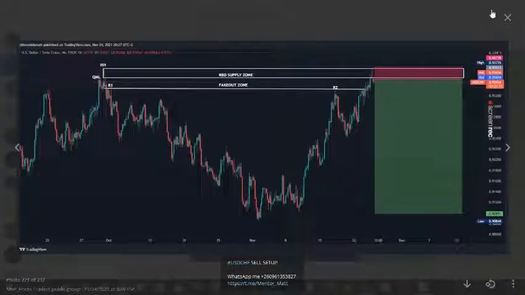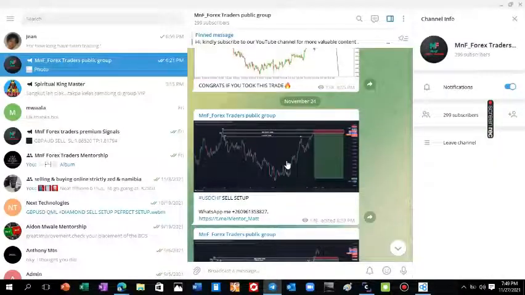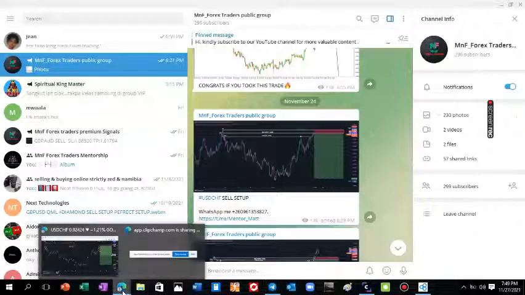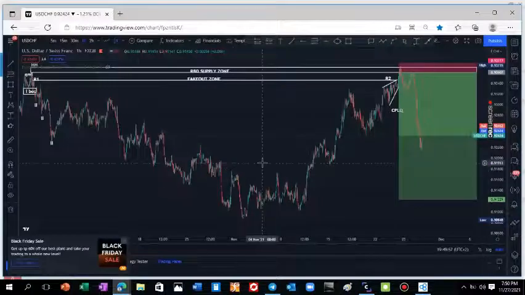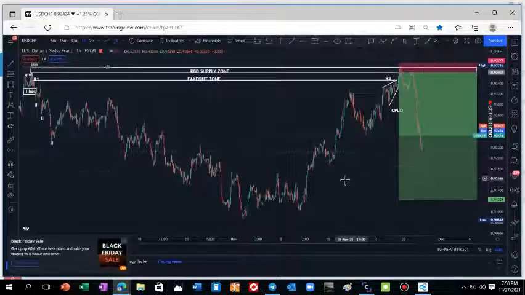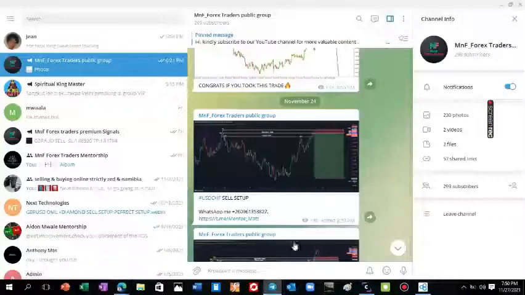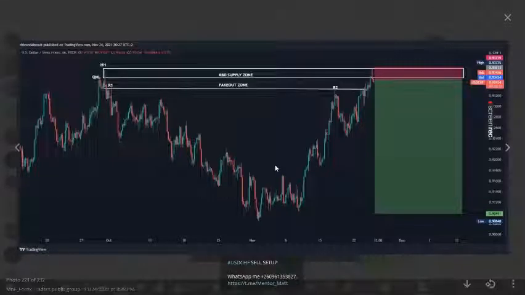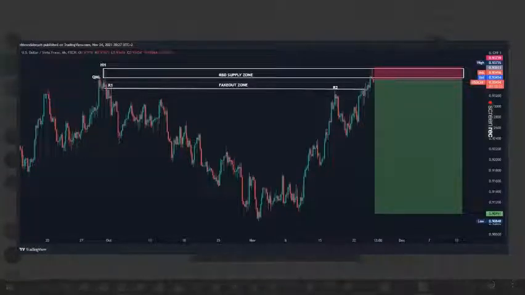So from here, this is what happened. Okay, it was sent here, and now look, it has dropped over 150 pips. Very nice setup, right? So of course, not all trades are going to work out this nice. Not all trades will be like this. There are always going to be losers and everything.